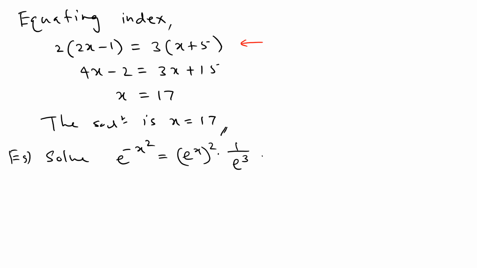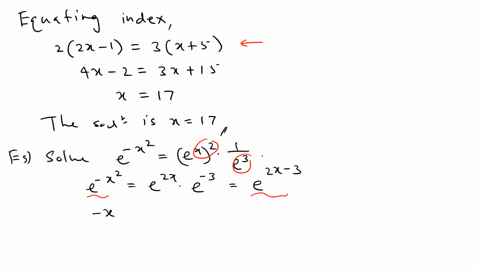So what we're going to do is simplify the right hand side. You can see that we have e to the negative x squared, this side is done, and here we have again power of a power, so that means this is e to the 2x, and then if we bring e to the 3, you can write this as e to the negative 3. So if you simplify this, it's going to be e to the 2x minus 3. Now you can see that these two have the same base. So that means the exponents should be the same. So equating exponents, we can write negative x squared equals 2x minus 3.